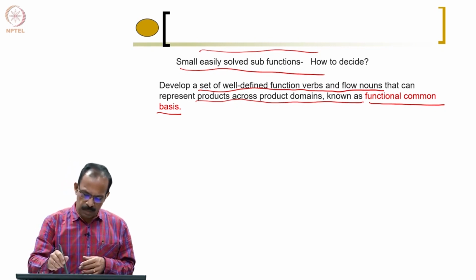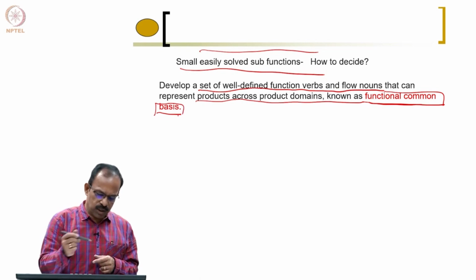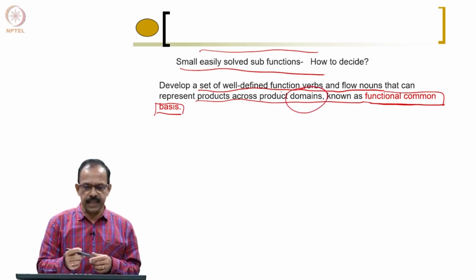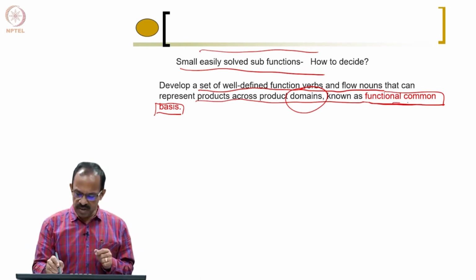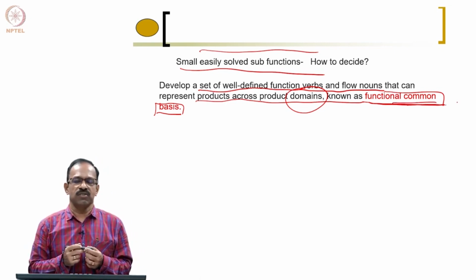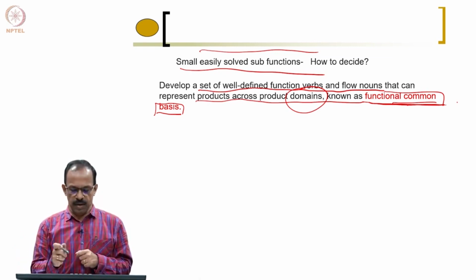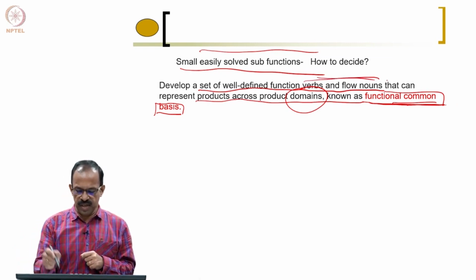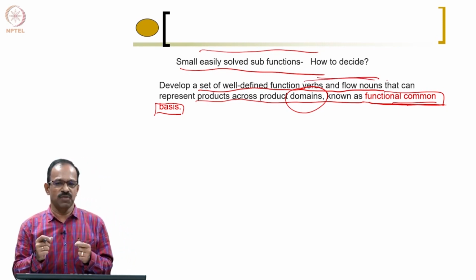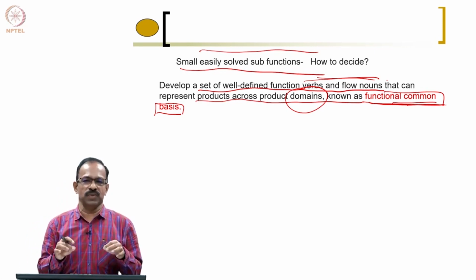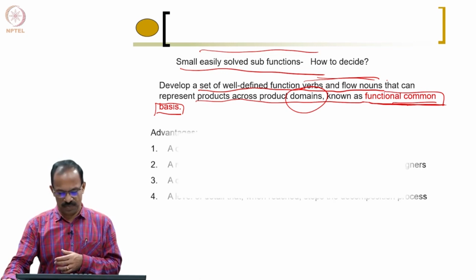So, this is the purpose of having a functional common basis, and moreover it is irrespective of the domain. So, it can be an electrical product or a mechanical product or a hydraulic product. We use this common basis to represent, and therefore it does not really matter what the domain is, we can still use the same kind of a verb and a noun to represent the function. And we know that with some experience we will be able to know that, okay, this is something which is commonly available and we do not need to go for further decomposition.